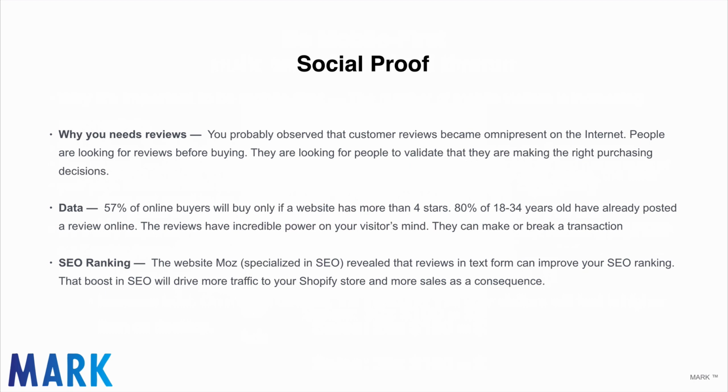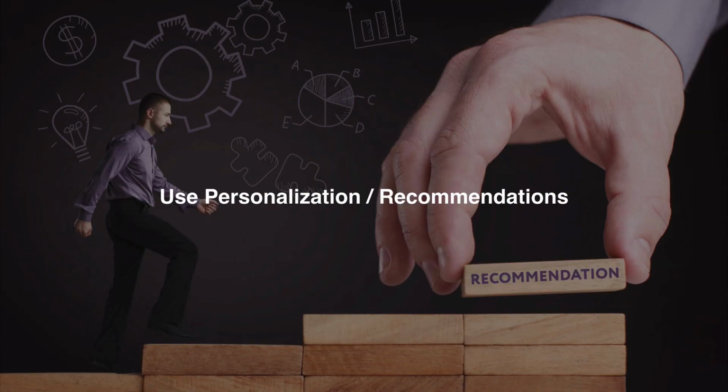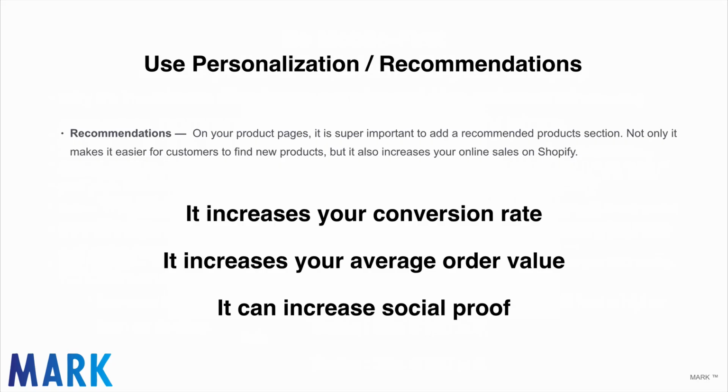All of this matters because people are obsessed with social proof. They won't buy if there is no review. They won't click on an ad that hasn't a lot of likes, for example. Use personalization recommendations. So on your product pages, it's super important to add recommended product sections, even upsell, cross-sell. You need to have all of them.